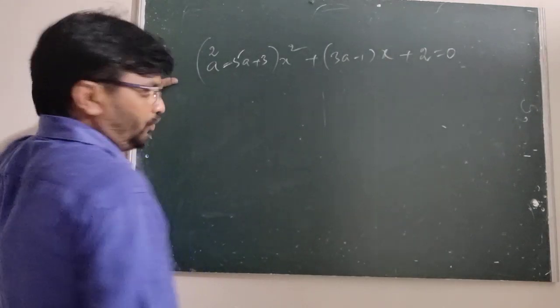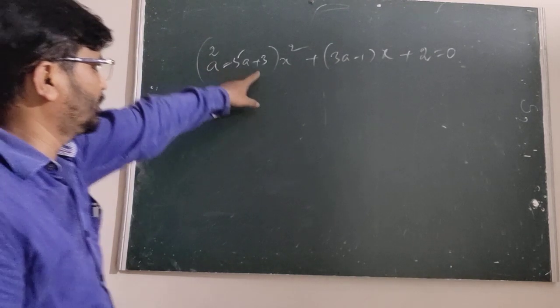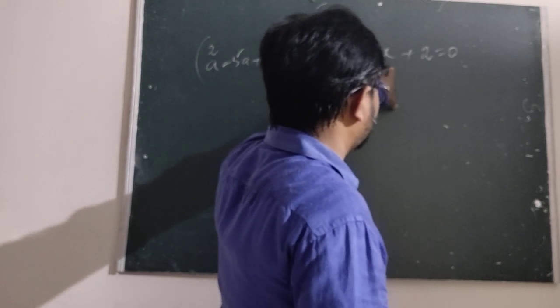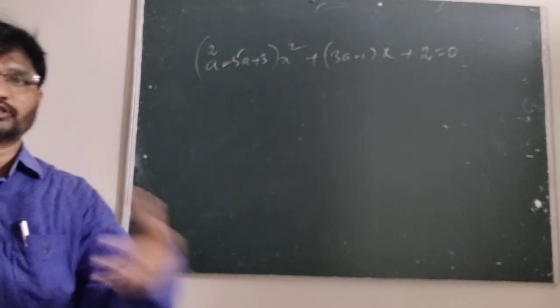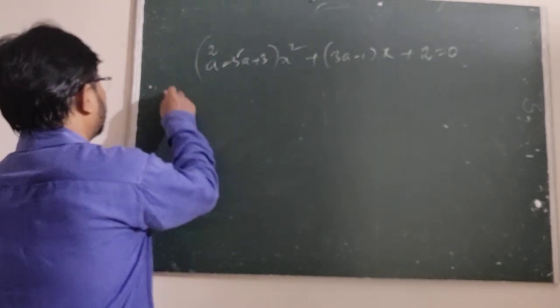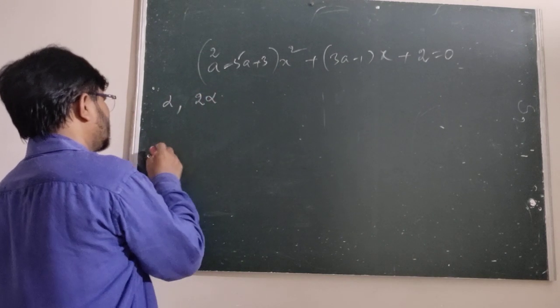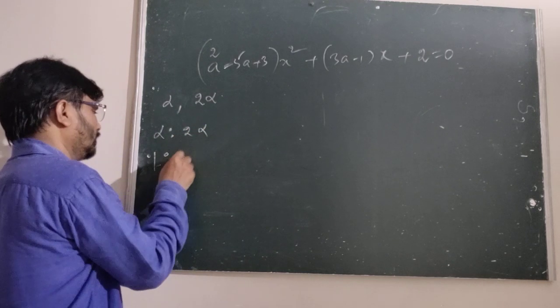One of the roots of (a square minus 5a plus 3) x square plus (3a minus 1) x plus 2 is twice the other. Find the value of a. Suppose one of the roots is alpha, the other must be twice, that is 2 alpha. Now its ratio is alpha is to 2 alpha, which is 1 is to 2.